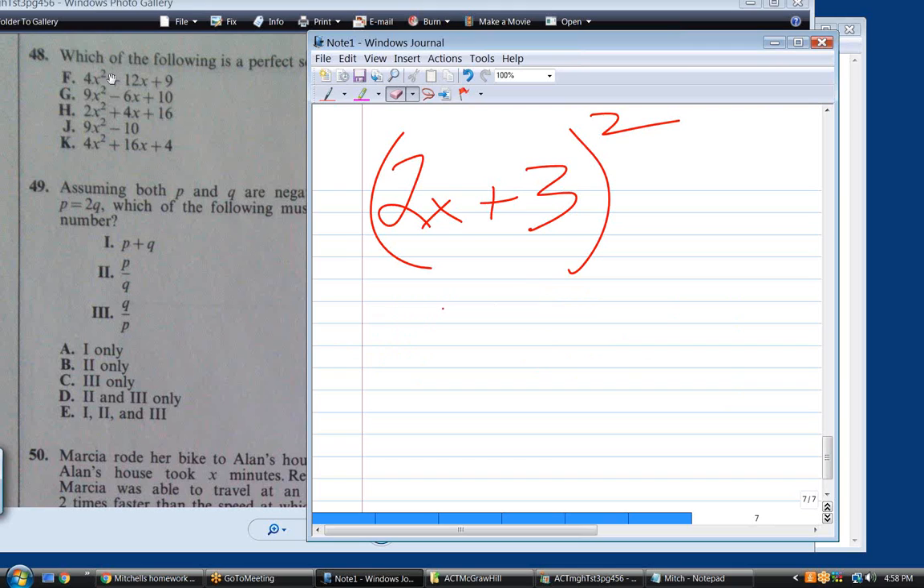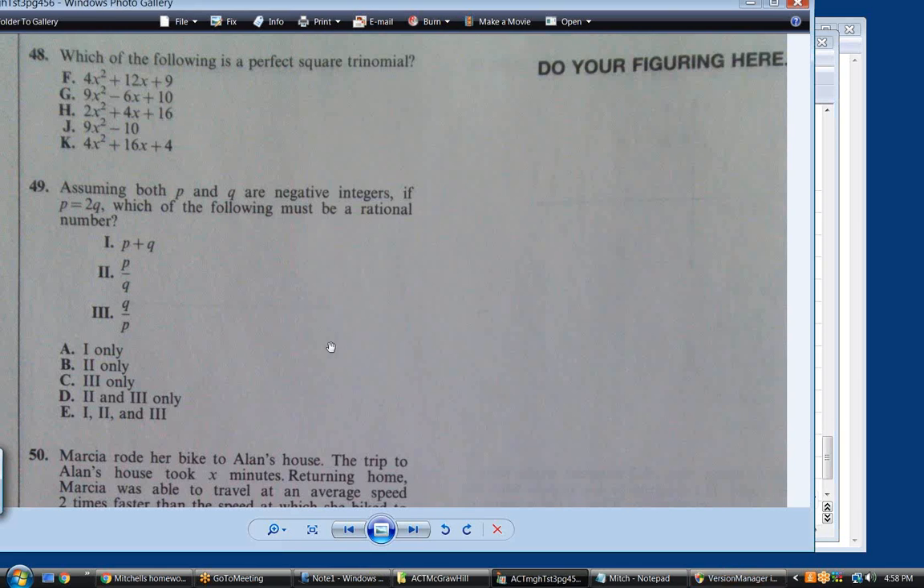I mean, I guess you could factor that. Go ahead and factor it, and you'll find out that it's 2x plus 3 times 2x plus 3. There's your answer immediately. So the answer really lies in factoring that. Okay.